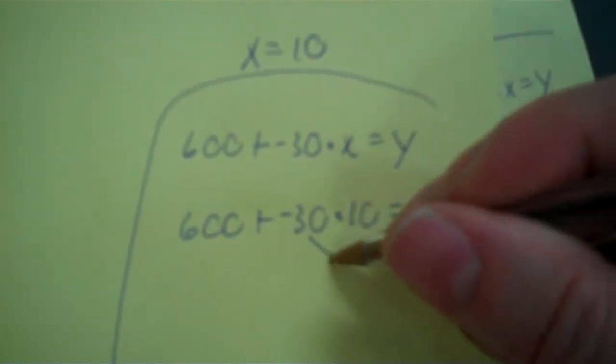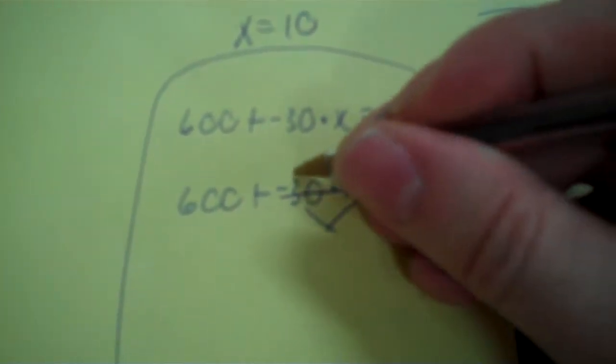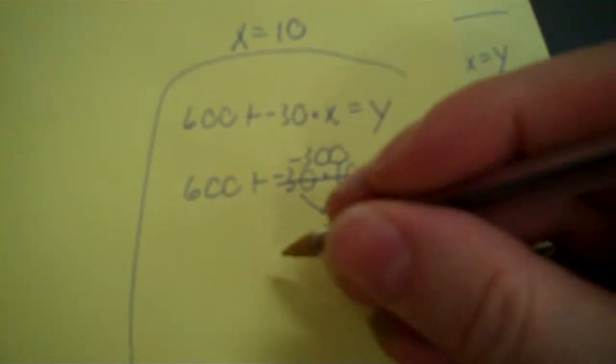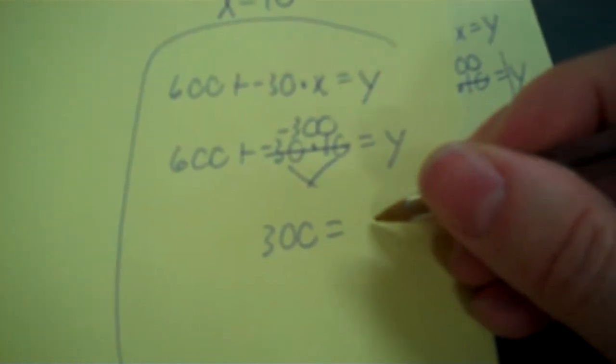Okay, multiplying comes first. Negative 30 times 10 is negative 300. And then I go 600 plus negative 300. It's the same as 600 minus 300. So $300. So after 10 months we'll have $300.